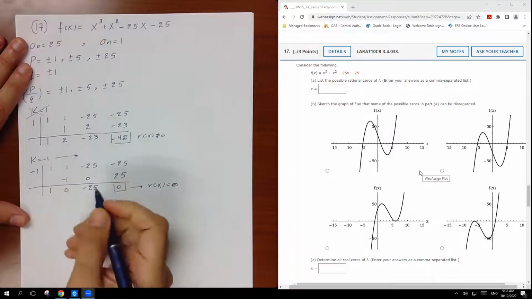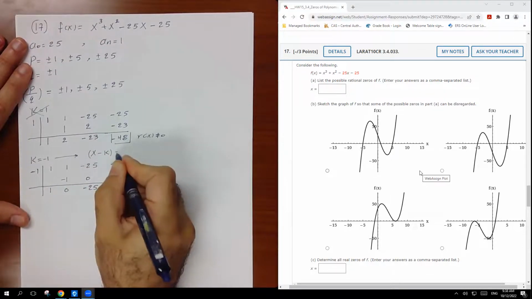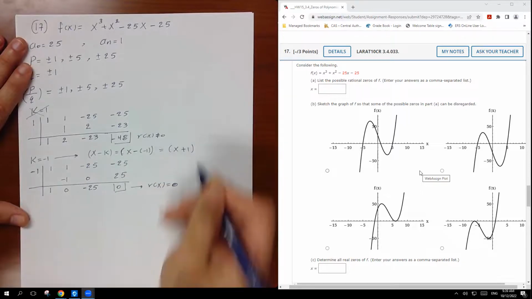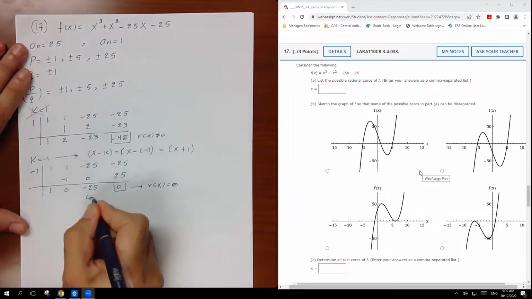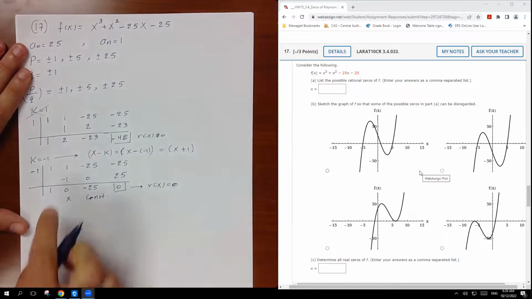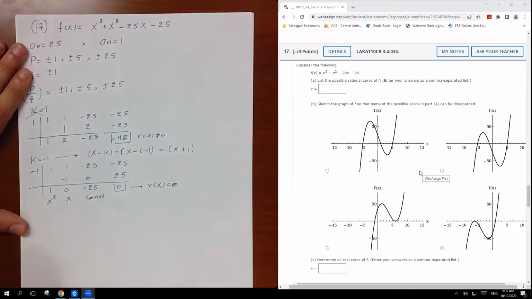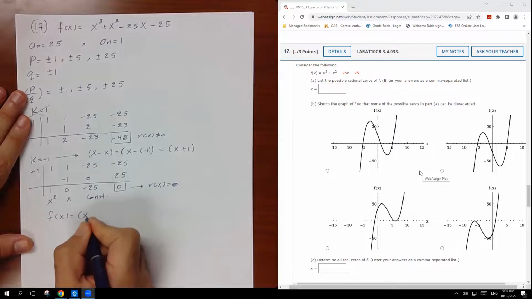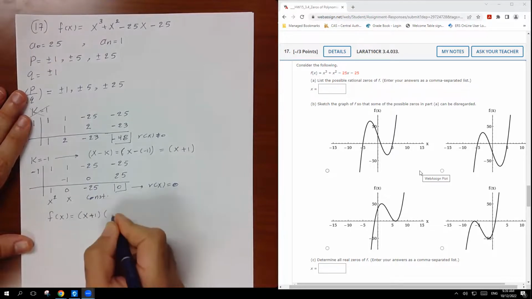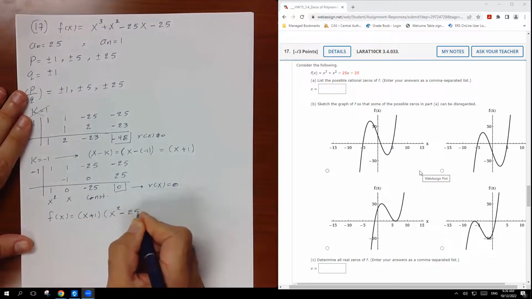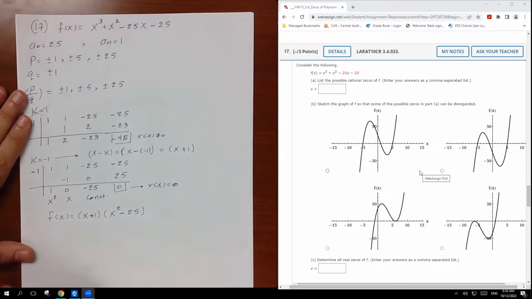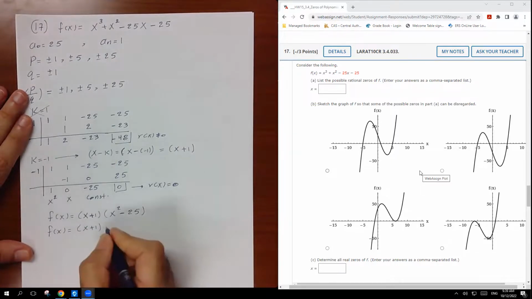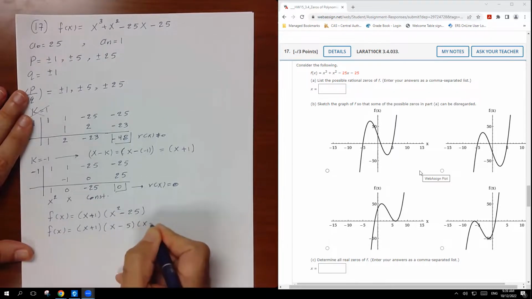That means this one is going to be x minus k, which is equal x minus negative 1, which is equal x plus 1. So here is the first number. This is the constant. This is x, that means 0x. And this is x squared. So be careful here too. That means 0x. So our polynomial is going to be f of x equal x plus 1 and x squared minus 25, because the x term is 0. Now this is super easy to factor. It's going to be x plus 1, and this is the difference between two squares. So x minus 5 and x plus 5.